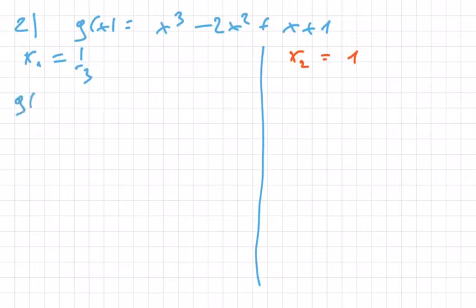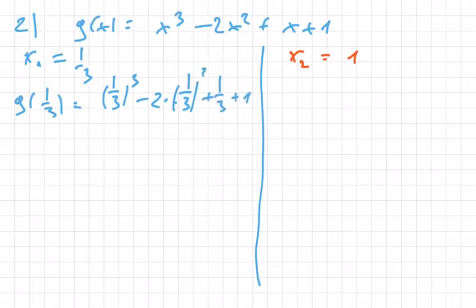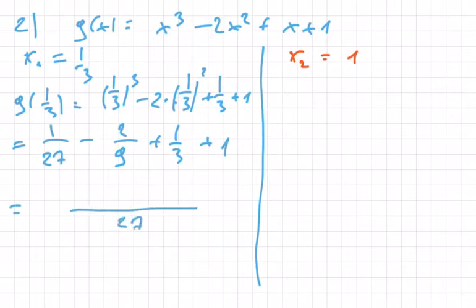Now g of 1 over 3 is equal to 1 over 3 cubed minus 2 multiplied by 1 over 3 squared plus 1 over 3 and plus 1. We have 1 over 27 minus 2 over 9 plus 1 over 3 and plus 1. Okay, common denominator is 27. This multiplied by 3, this multiplied by 9, this multiplied by 27.